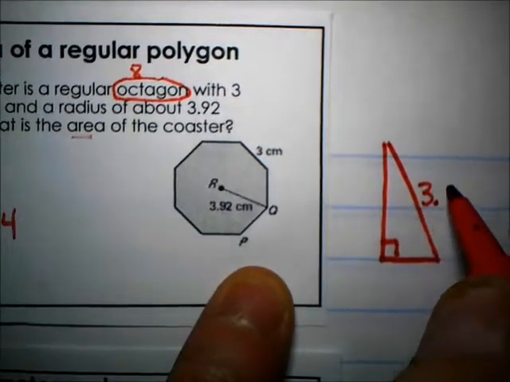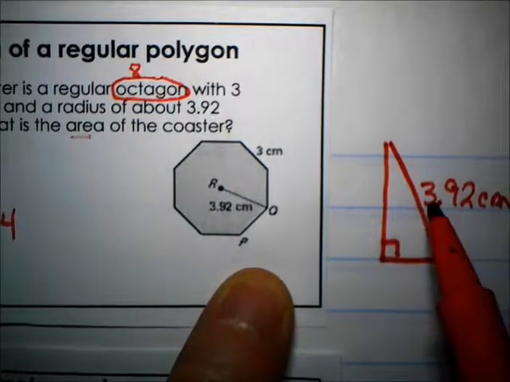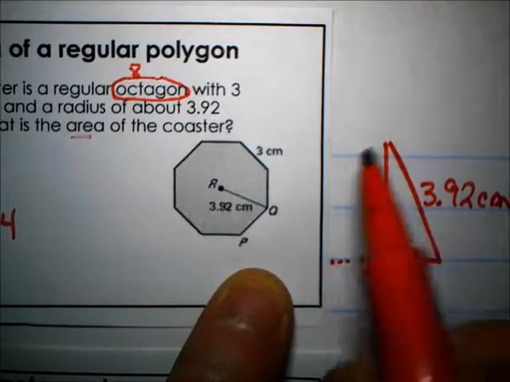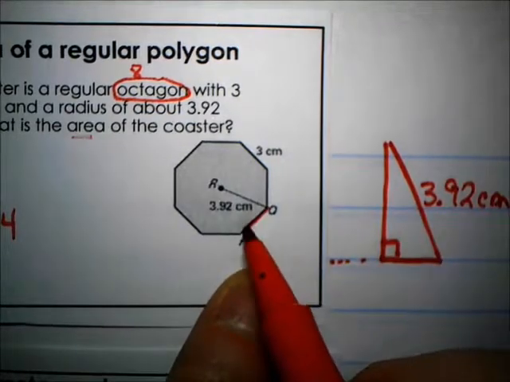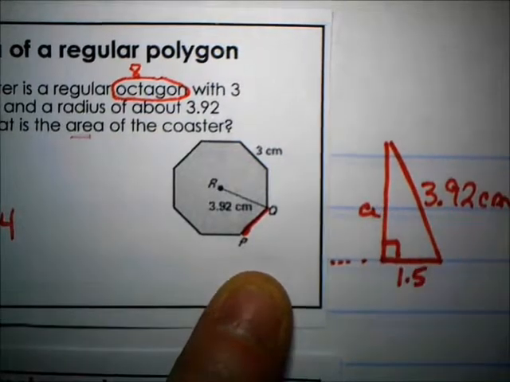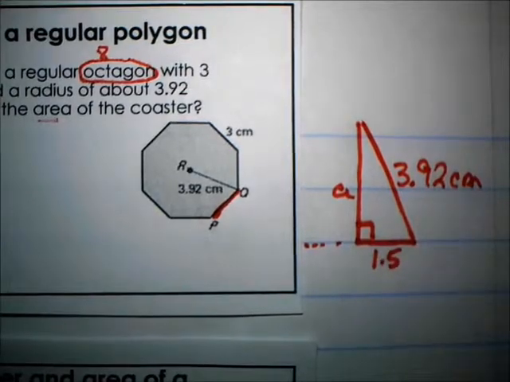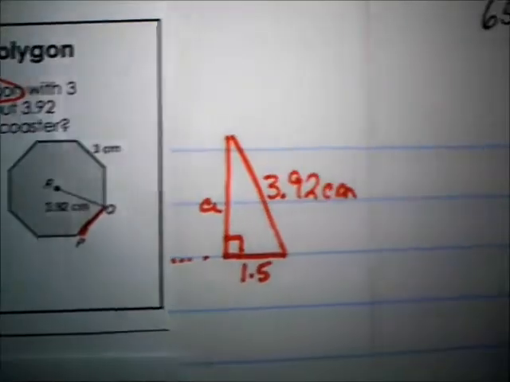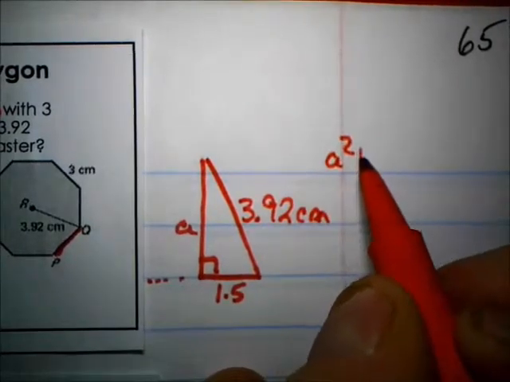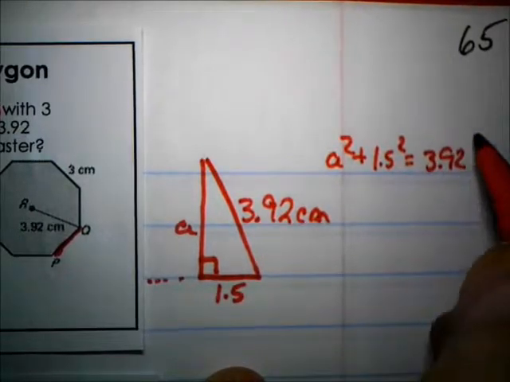The hypotenuse is 3.92. This entire side, if I was to draw the entire edge all the way across, would be 3, so half would be 1.5, and I'm looking for the apothem. Now, since I do know two sides, I can use the Pythagorean theorem in this problem. That means I'm going to have a squared plus 1.5 squared equals 3.92 squared.